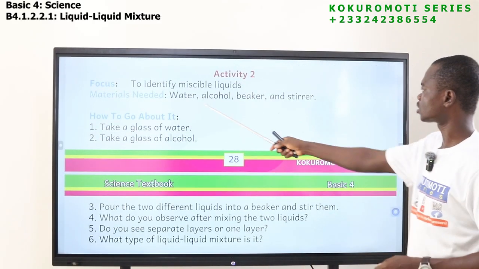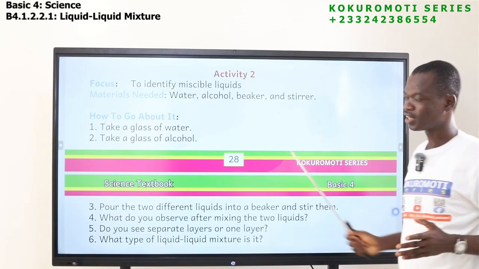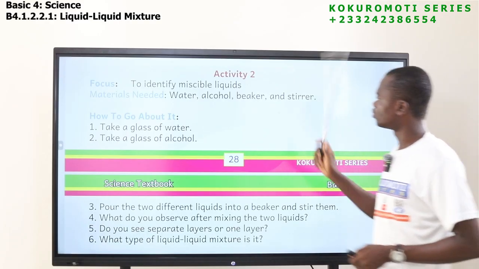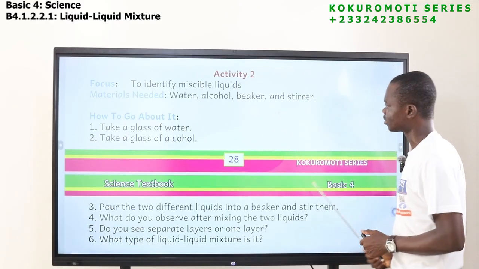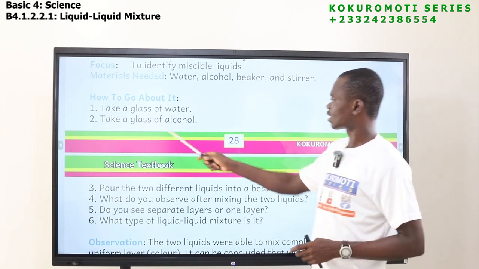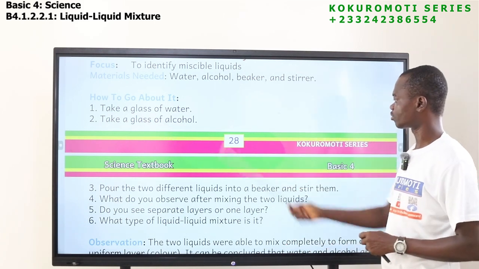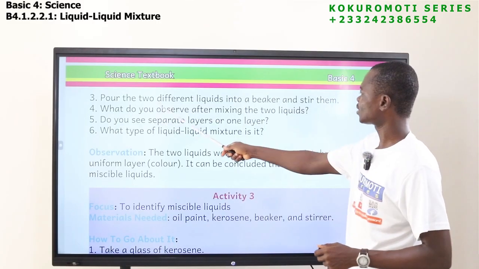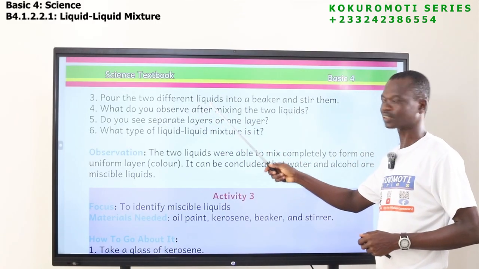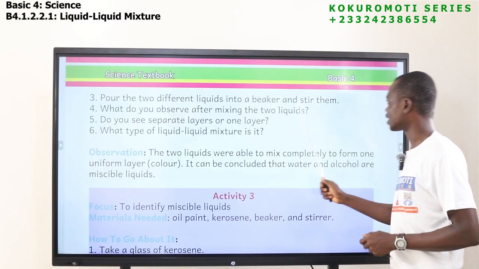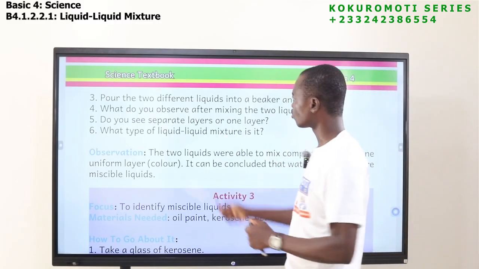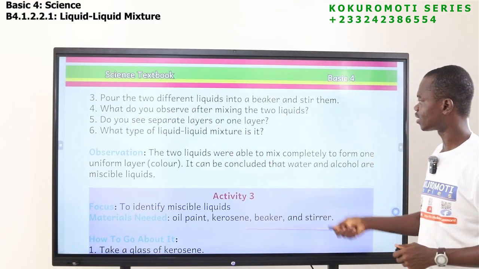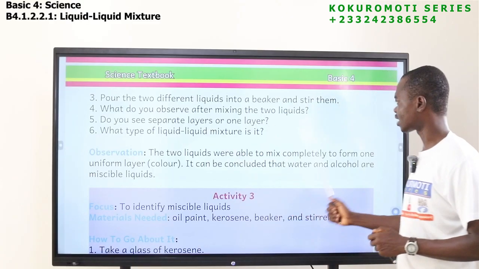Activity 2, the focus is the same, to identify miscible liquids. The materials that we will need are water, alcohol, beaker, and stirrer. So here, take a glass of water. Number 2, take a glass of alcohol. Please don't drink the alcohol, I beg you. Number 3, pour the 2 different liquids into a beaker and stir them. Number 4, what do you observe after mixing the 2 liquids? Do you see separate layers or one layer? Number 6, what type of liquid mixture is it?